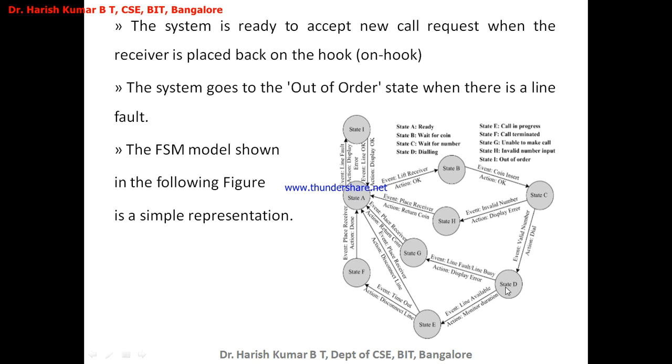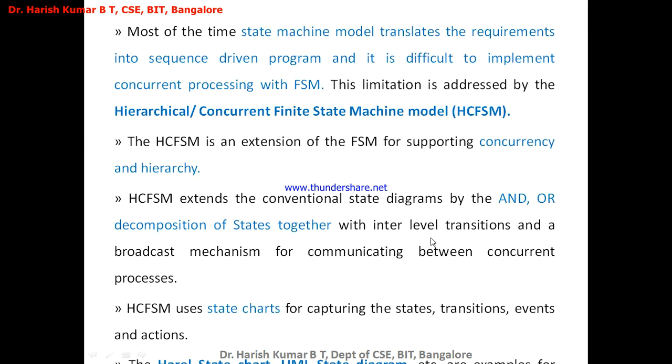And again in state D, that is the dialing state, if there is a fault or the line is busy, a display error will come, and it comes to state T. That is unable to make a call, and then it goes back to state A, that is the ready state. And we have one more state I, that is out of order. If the phone itself is not proper, it is not in the ready state, it is in the out of order state.